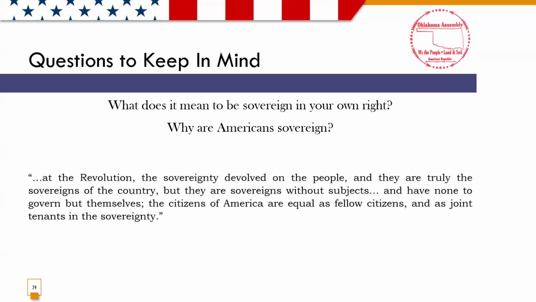At the Revolution, the sovereignty devolved on the people, and they are truly the sovereigns of the country, but they are sovereigns without subjects, and have none to govern but themselves. The citizens of America are equal as fellow citizens and as joint tenants in the sovereignty. Chisholm versus Georgia.